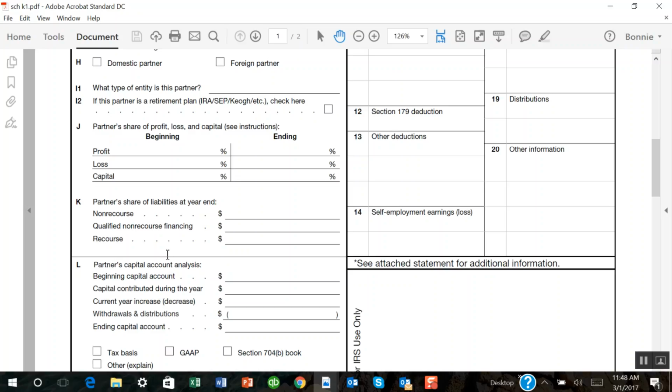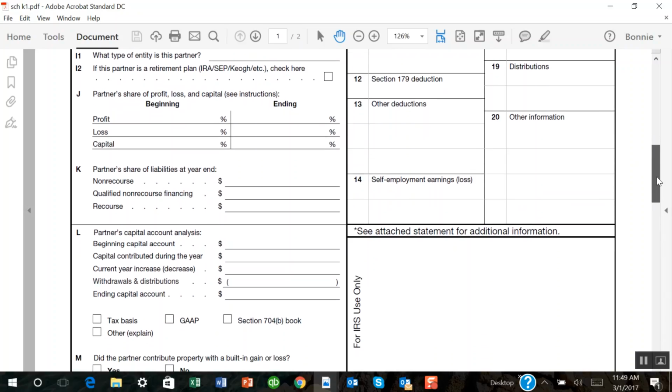Now, K is where you list the partner's share of liabilities at year end, both non-recourse, recourse, and then if there's qualified non-recourse financing. So you're going to have to understand the rules in order to know whether he gets any share of the liabilities of the partnership in our example.